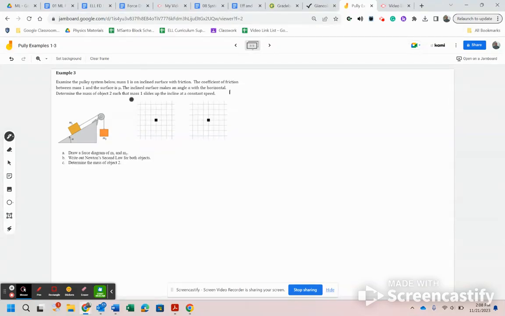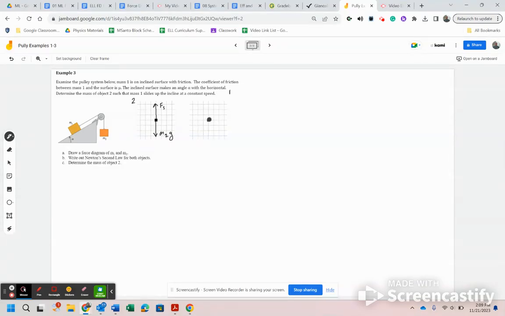So for object two, since it is moving at a constant speed, the forces here will be balanced. So I'm going to have the force exerted by the string and that of the earth on M2.